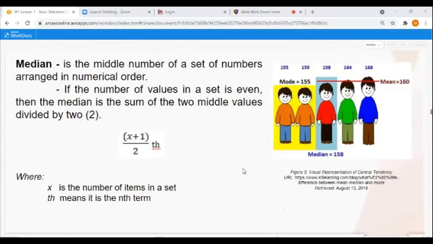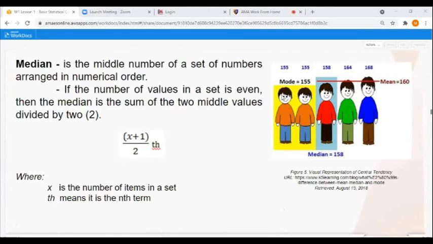And then for the second measure, it's median. Median is the middle number of a set of numbers arranged in numerical order. So the first thing that we are going to do is to arrange our data either in increasing or decreasing manner, because the definition says to arrange in numerical order. For this example on the right, it is arranged from the smallest value to the highest value, so it is in an increasing order. Regardless of whether you arrange it from highest to lowest or lowest to highest, it will not affect the answer that you will come up with.